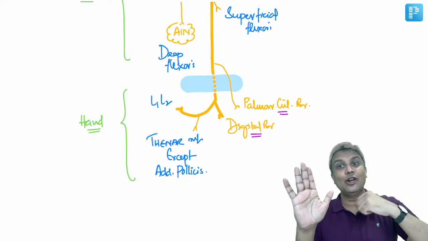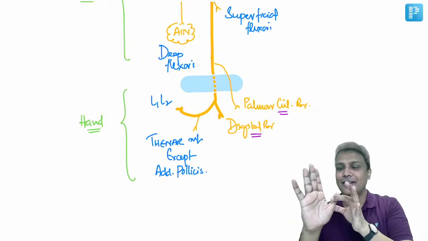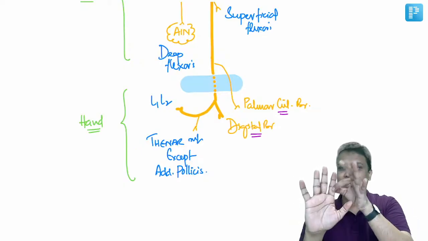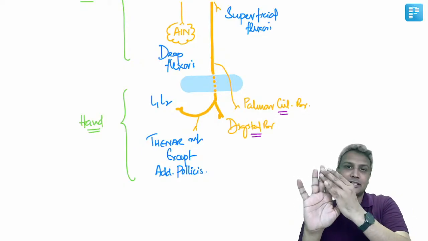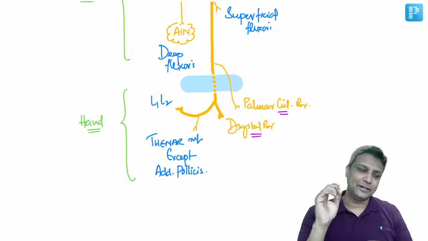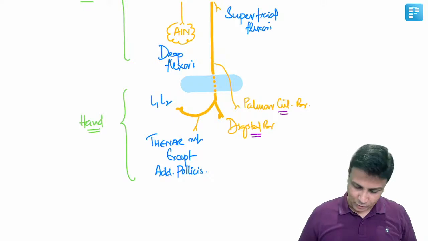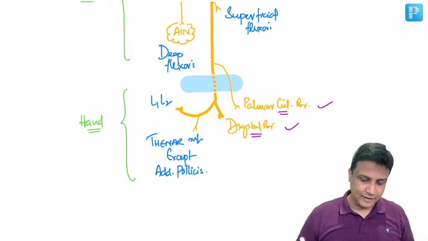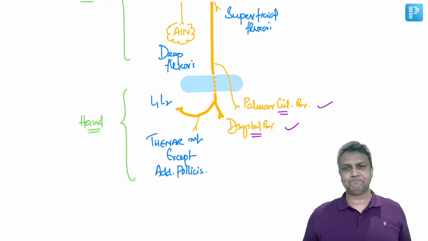Now in this one, if you learn in depth here, my dear friends, remember the digits here, the thumb, index finger, middle finger and half of ring finger, this is supplied by digital branch, and then the palmar surface here will be supplied by the palmar cutaneous branch. Okay, so by this we are done with the entire median nerve topic here, sir.